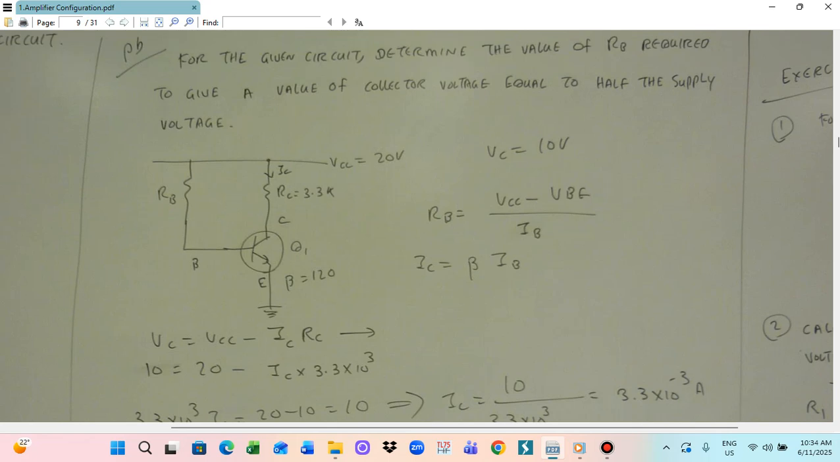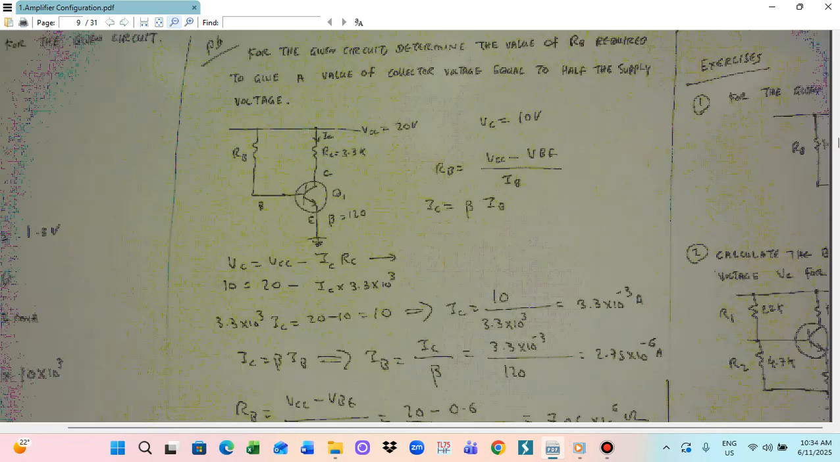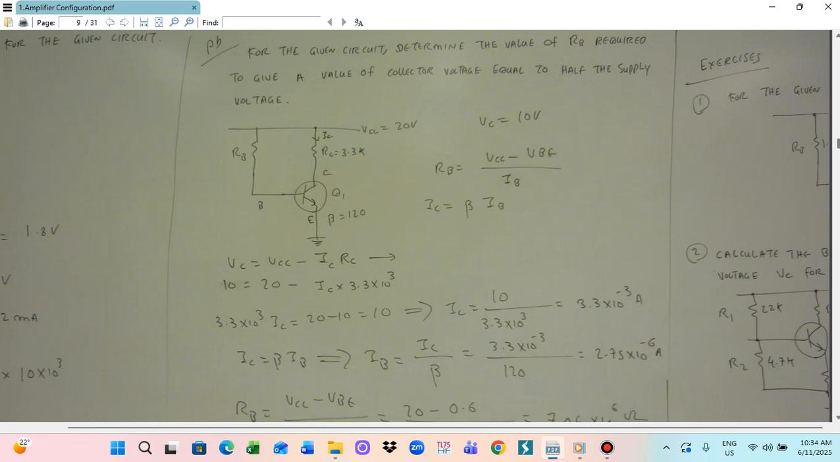So this is the equation to calculate RB. VCC we already know, that is 20 volt. VBE we already know, VBE is 0.6 volt for silicon. So we have to know IB. We have to calculate IB.